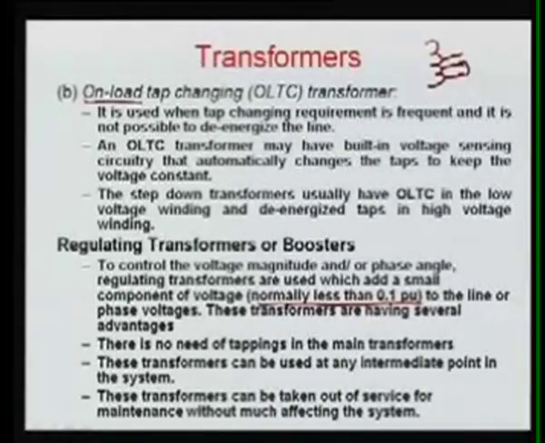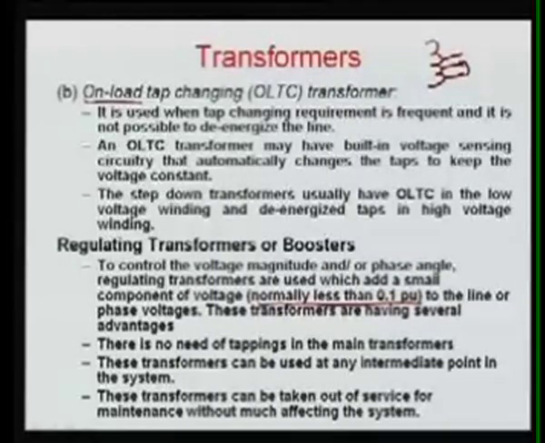There is no need of tapping in the main transformer. Here, if you are having this regulating transformer or booster transformer, there is no need of going for the tappings in those transformers. These transformers can be used at any intermediate point in the system, which means you can use them anywhere in the transmission line, to control the voltage or to provide the phase shift.